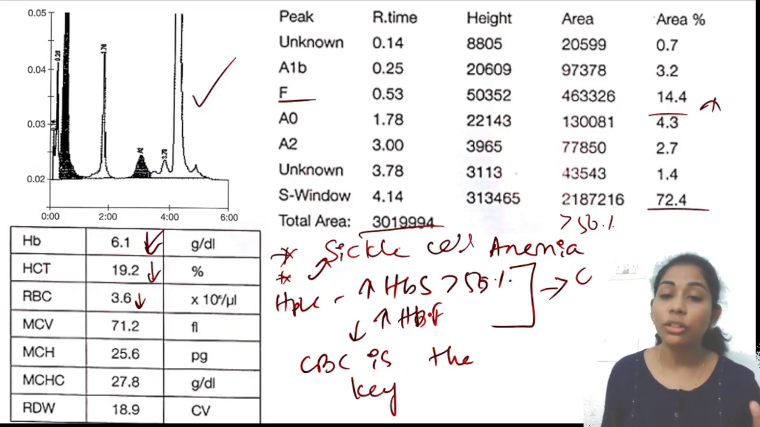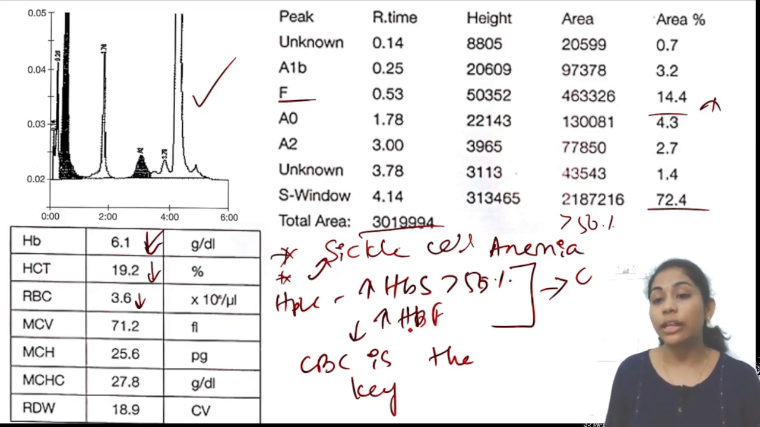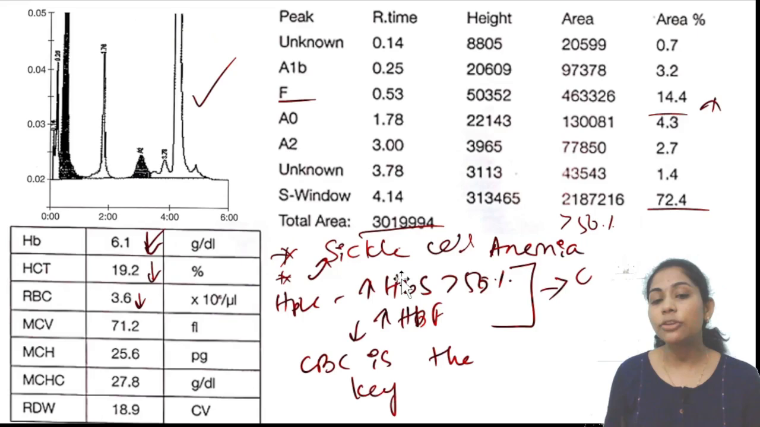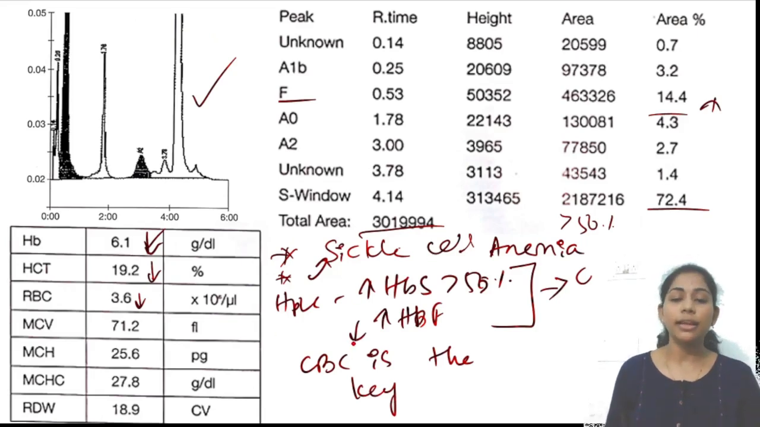Even in questions, the first option will be sickle cell anemia. Happily we can say yes, but that is the tricky question. There is a trap. We shouldn't fall in the trap, right? So we should always see the CBC where HBS is more than 50% and HBF is increased. CBC is the key. When CBC is absolutely normal, then it is double or compound heterozygous for HBS and HPFH, and if the CBC shows severe anemia, then it is sickle cell anemia. Clear? Can we go to the next plot?